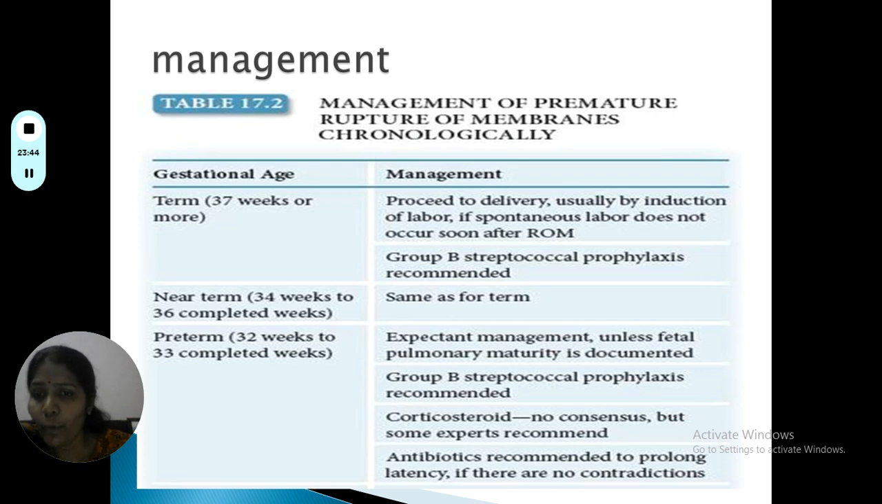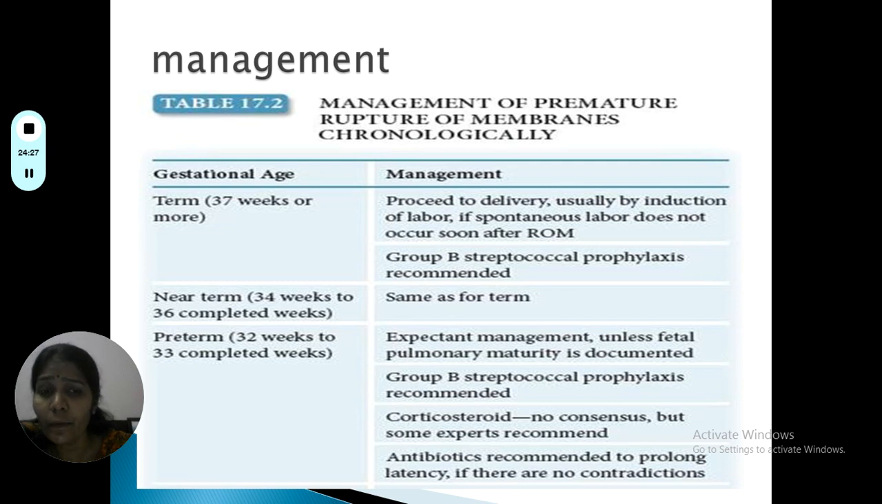Then if it is a preterm 32 or less, then the expectant management, unless pulmonary maturity is documented, what we do is we wait. We try to give a tocolysis, expectant management till the steroid coverage is done, or we try to take the pregnancy to at least 34 weeks of gestation. So for that we go with the tocolysis, group B streptococcal prophylaxis, and in this, if any urine culture or vaginal swab is positive, we could start with the antibiotic as per the culture sensitivity, steroid coverage, and also the magnesium sulfate for the neuroprotection is given.